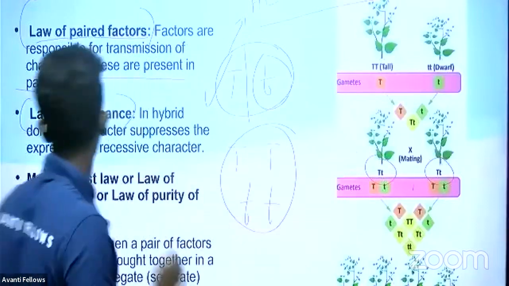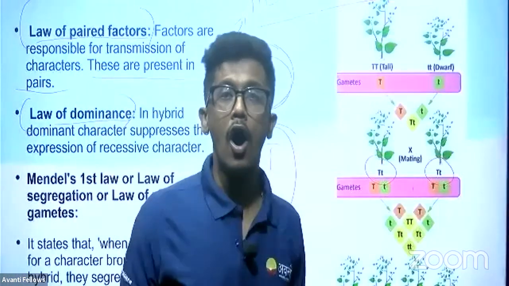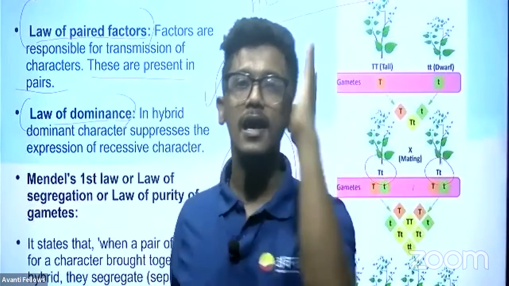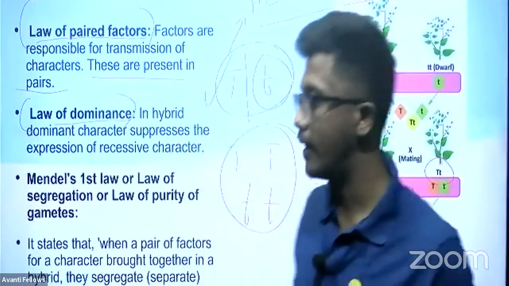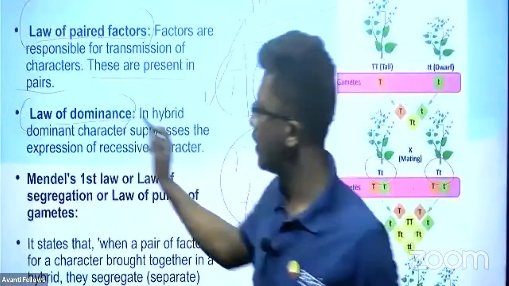So how would you tell that in the dominance case? In the dominance condition, in a hybrid or heterozygous condition, when two alleles are present, one allele expresses completely over the other allele. That is called the law of dominance. Got it? No? So this is called the law of dominance.